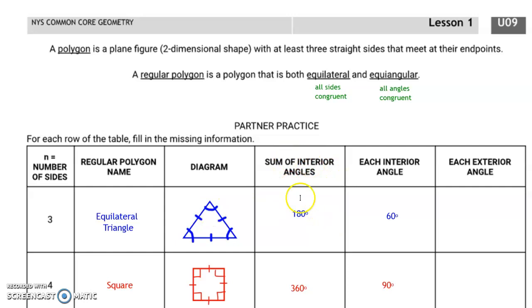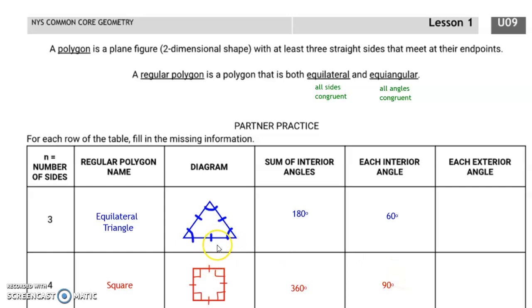Its sum of interior angles you already know is 180 degrees, and each interior angle is 60 degrees, which makes sense because if you take 180 and you divide it by 3, there's 3 angles in this bad boy. That would give you 60. You also are probably familiar with a square. A square has 4 right angles, making it 360 degrees in total, and each interior angle is 90 degrees because that's what you know about right angles.